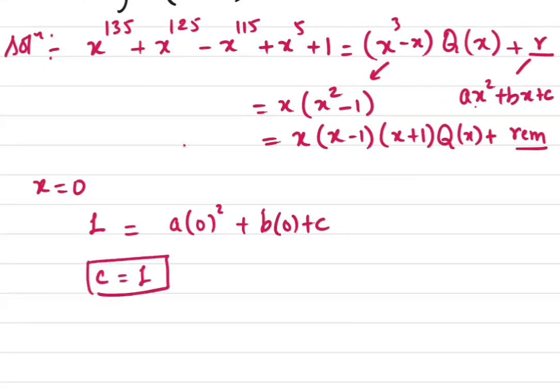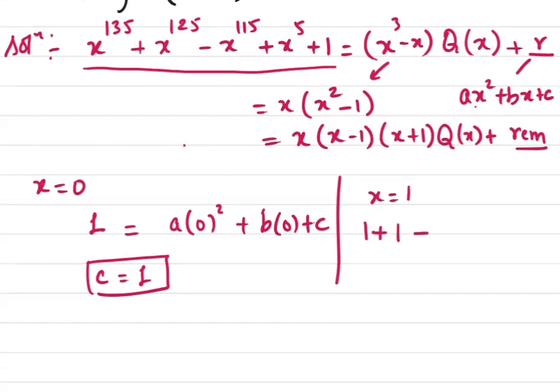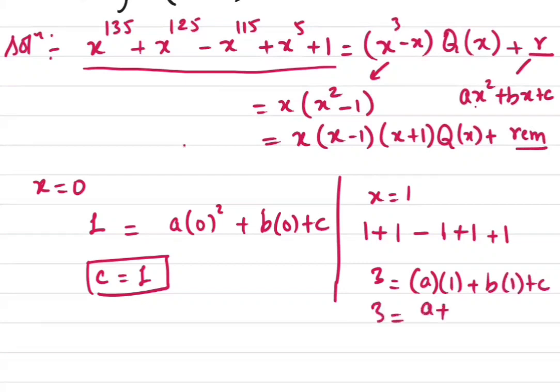Now if I plug in x equals 1 into the polynomial, what do we get? 1 to the power 135 is 1, plus 1 to the power 125 is again 1, minus 1 to the power 115 is again 1, and then 1 to the power 5 is plus 1, and then plus 1. So we have 4 minus 1, which is 3. So we get 3 equals the remainder, ax square plus bx plus c, so a into 1 plus b into 1 plus c, and we know that c is already 1. From here we get 3 equals a plus b plus 1. Therefore a plus b equals 2. Call it equation 1.